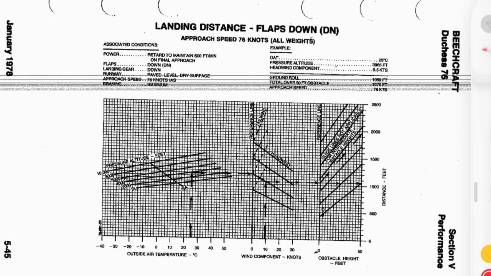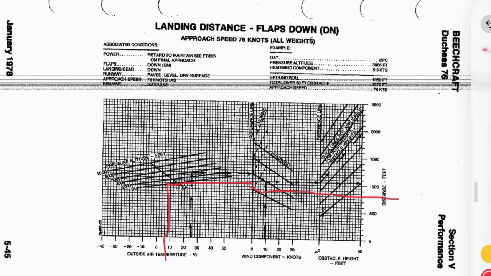Our next chart is to calculate our landing distance. Landing distance is calculated with flaps down. I'm going to find my temperature of 9 degrees. Follow that line straight up to my pressure altitude of 384. I'm going to go straight across to my headwind component of 4. Follow that down to 4. And then we're just going to go straight across as best I can here. And we're going to see our landing distance with no obstacle is roughly 700 to 800 feet.